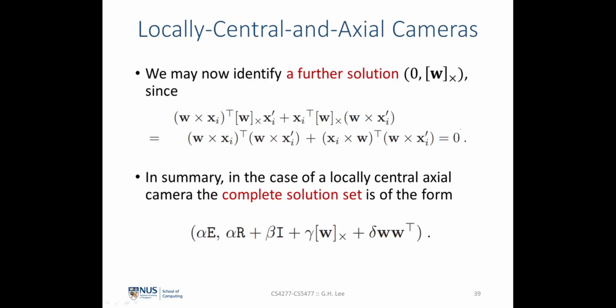And by plugging this relation alpha I equals alpha I prime back into the generalized epipolar constraint, we'll get this particular equation over here. So from the new generalized epipolar constraint that we have obtained from the locally central and axial cameras, we can further identify a solution which is zero and the skew symmetric matrix formed by W, which is the directional vector of the axis in a generalized camera that we have defined earlier on. So we can see that by plugging this back into the generalized epipolar geometry, we'll end up with this particular equation over here, which is always zero. The reason why this is always zero is that we can see that this here and here, they are the same.